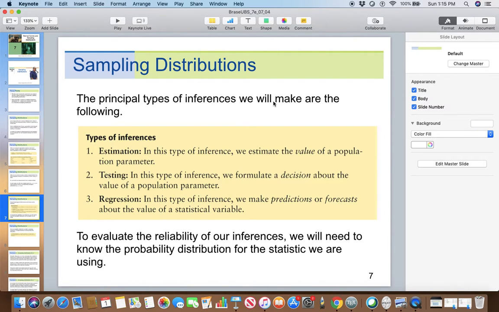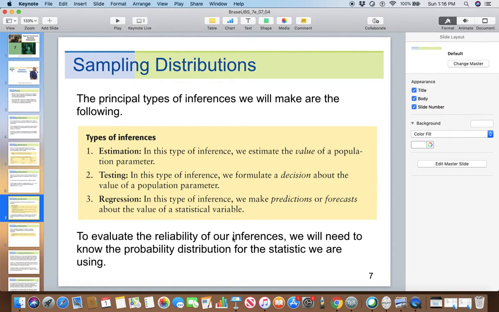The principal types of inferences we will make are the following. One is estimation. In this type of inference, we estimate the value of the population parameter. So from our sample information, we are estimating a value. Testing. In this type of inference, we formulate a decision about the value of the population. So first a value, then a decision, for the purposes of testing. Regression. In this type of inference, we make predictions or forecasts about the value of a statistical study.